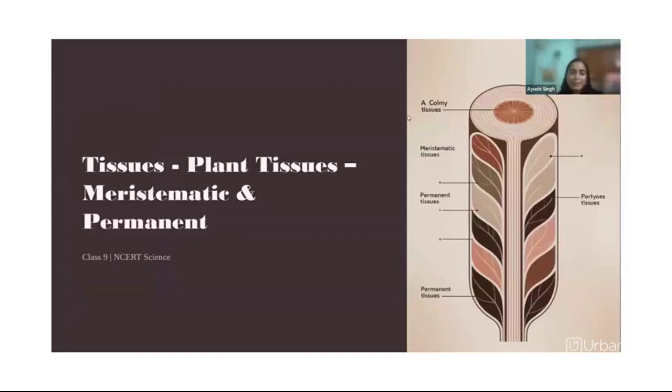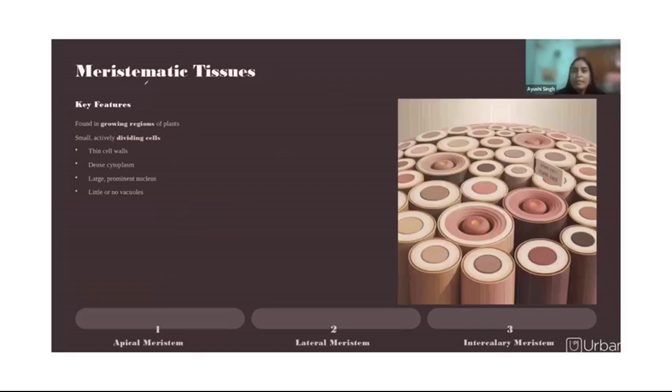So welcome back, students. Today we are going to do a chapter of biology, that is tissues. Here we'll talk about the plant tissues and how different kinds of tissues are there. Okay, so let's dive into the session talking about meristematic tissues. So meristematic tissues means something which keeps on dividing.